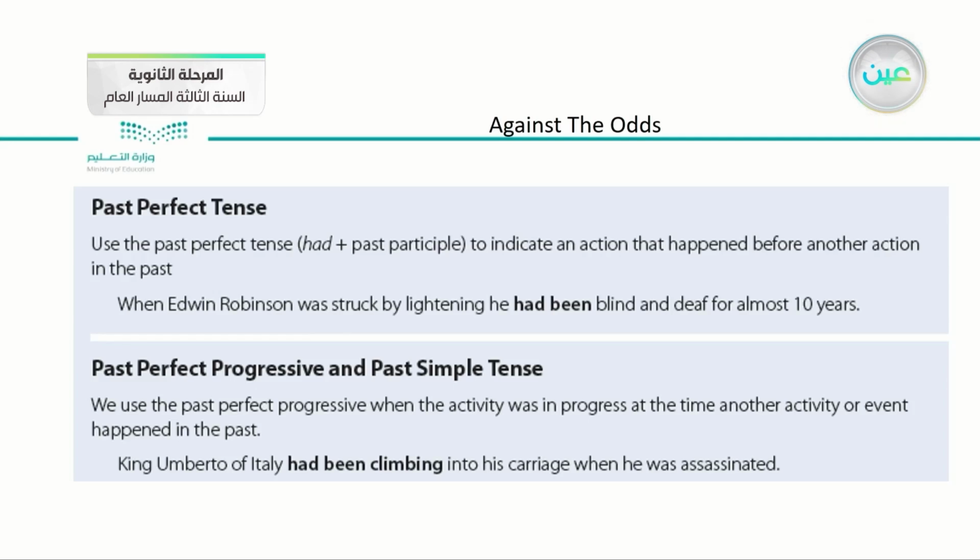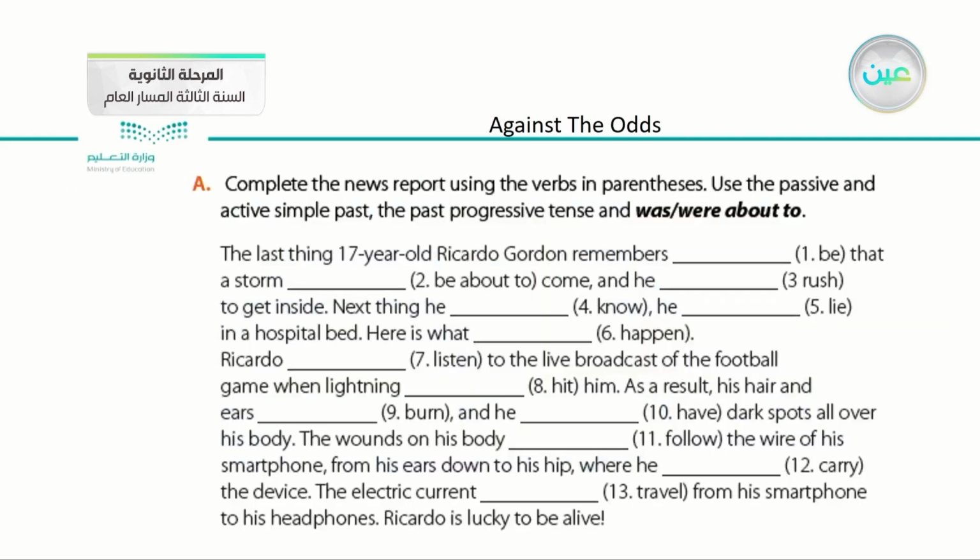Past perfect progressive and past simple tense. We use the past perfect progressive when the activity was in progress at the time another activity or event happened in the past. King Umberto of Italy had been climbing into his carriage when he was assassinated. After that, we had some exercises regarding these skills.